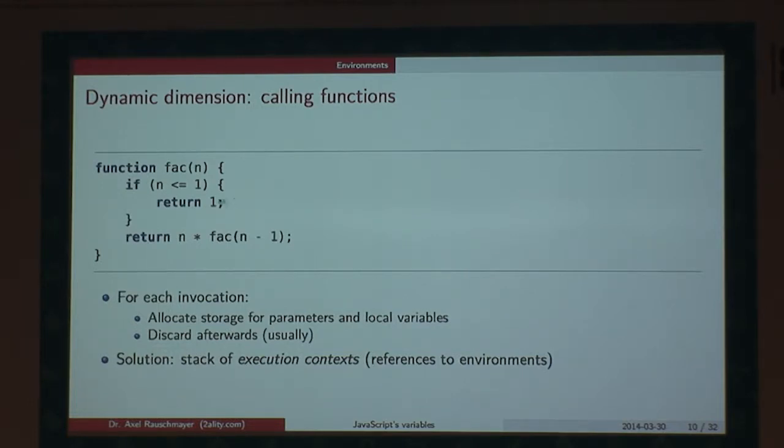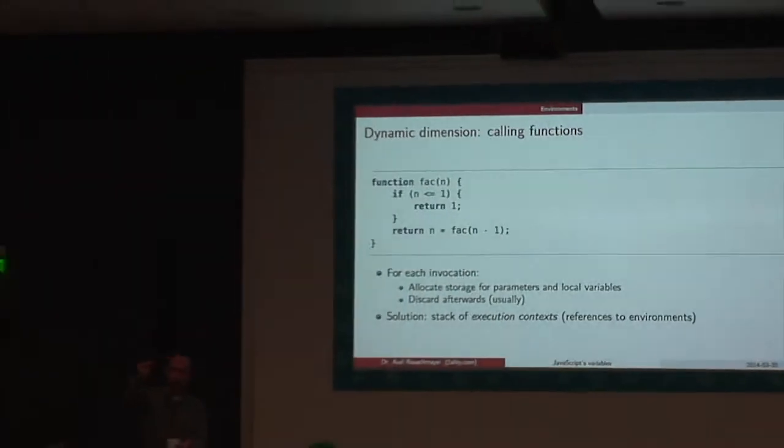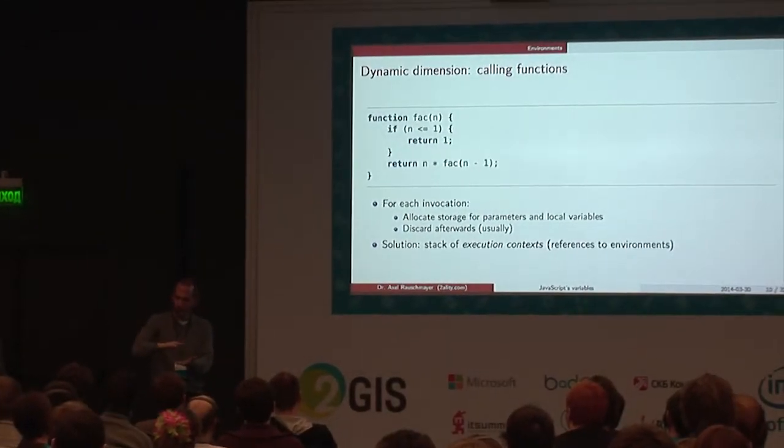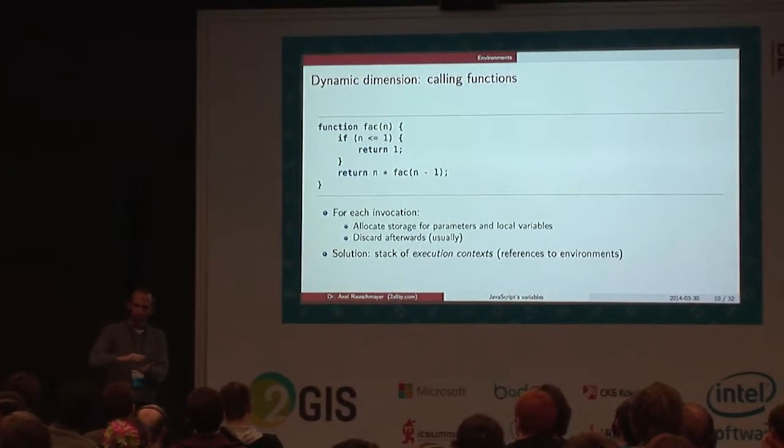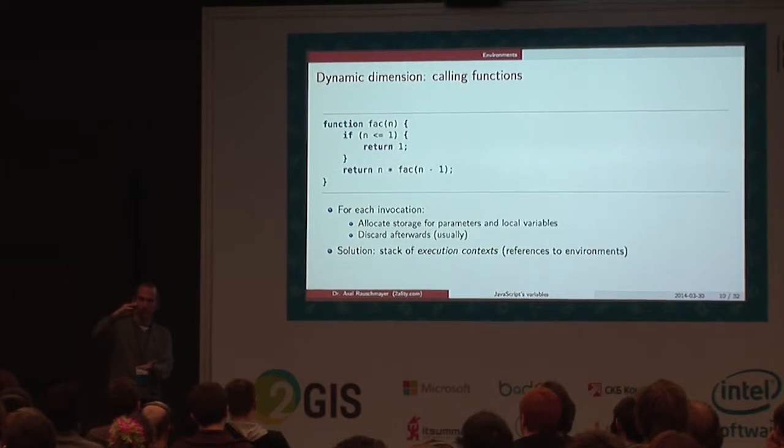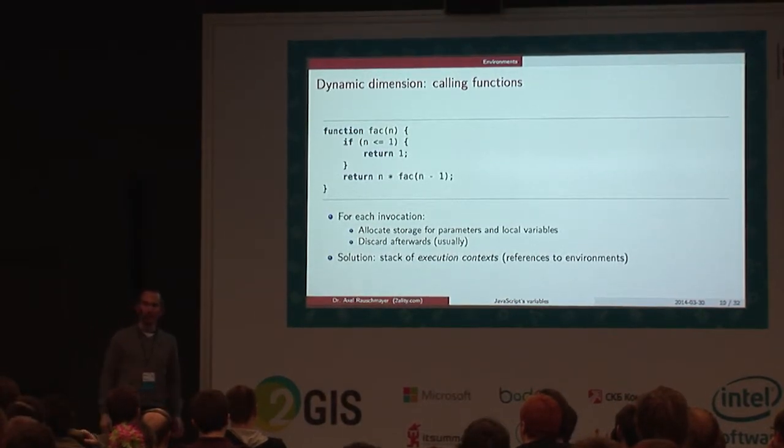And every time fac calls itself, you need fresh storage for n. Somehow, environments have to be able to do that, have to implement that correctly. The common data structure for doing so is a stack. Every time you have a function call, you have more storage, more storage, more storage, and then you leave the function, you reclaim it and you go back down. So it's a typical stack scenario. You call yourself, you call yourself, you call yourself, then you leave, and then you reclaim the storage.